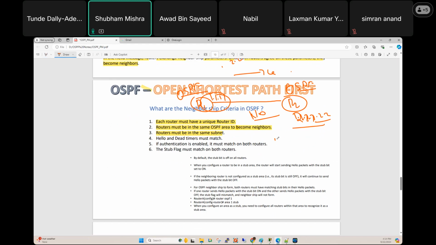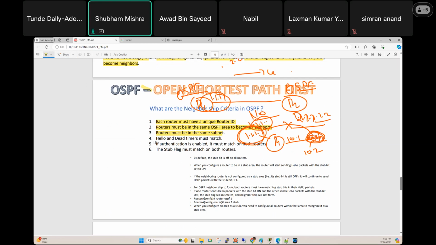For example, here R1, here R2, here the IP address is 10.1, here is 10.2. For example, you configure one loopback 1.1.1.1 here. So tell me one thing, between this loopback and this IP, is neighborship possible? Answer is no. Why? On this router, what IP address did you configure? 10.2 and here 1.1.1.1. Are both in the same subnet or different subnet? Different subnet. So neighborship is not possible. Getting my point? Everyone, tell me.